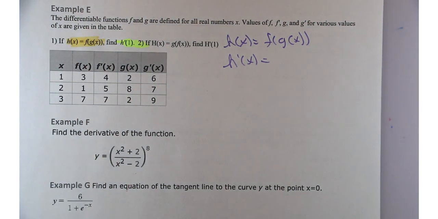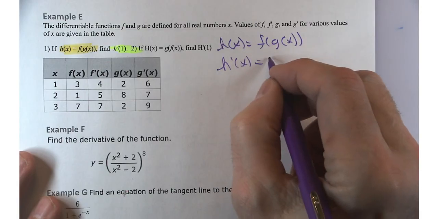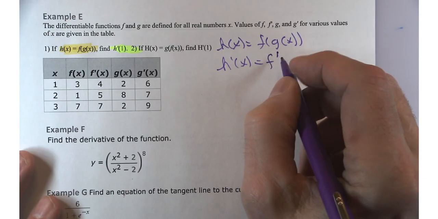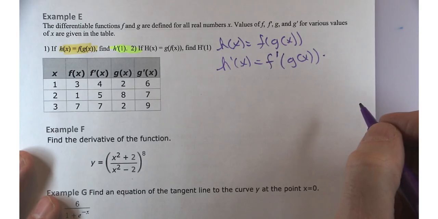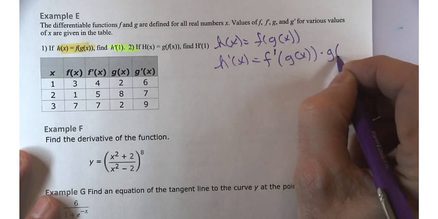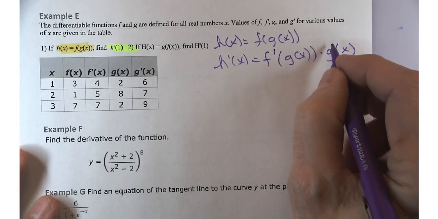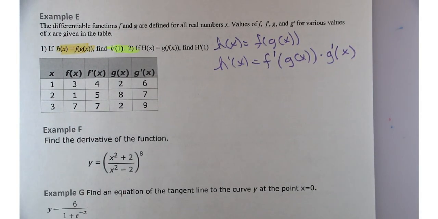So h prime, this is just your chain rule again. It's the derivative of the outside times the derivative of the inside. James, what would it look like for this one? Derivative of the outside would be f prime of g of x. What's the derivative of the inside? G prime of x. So there's your derivative of the outside times the derivative of the inside.